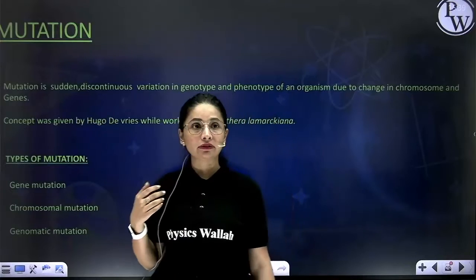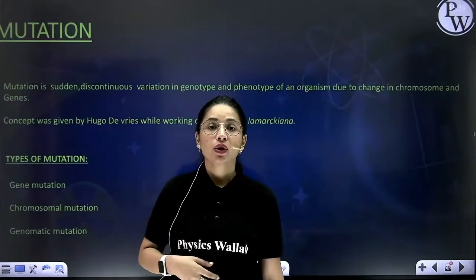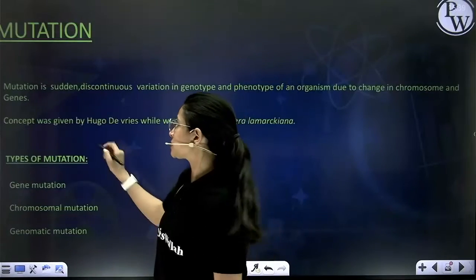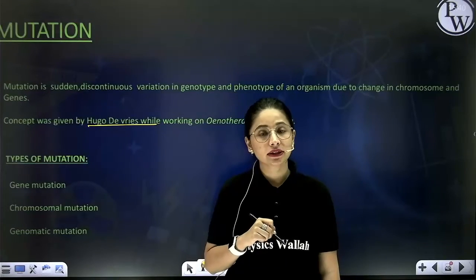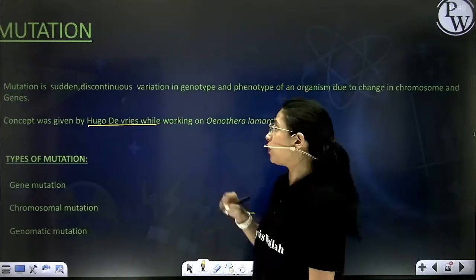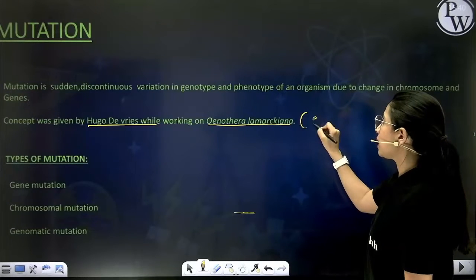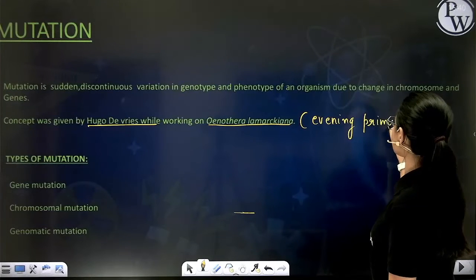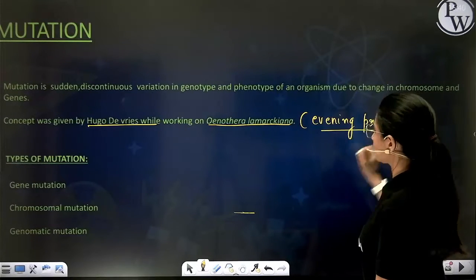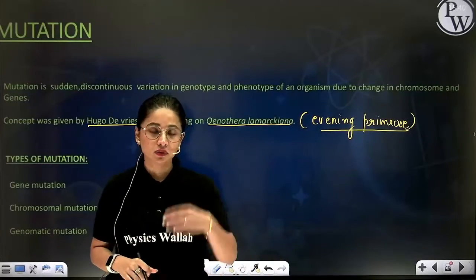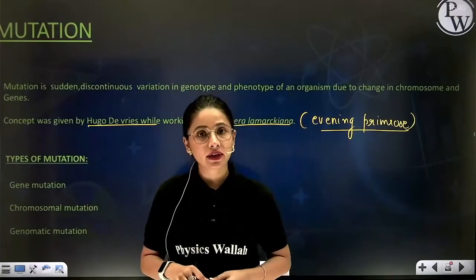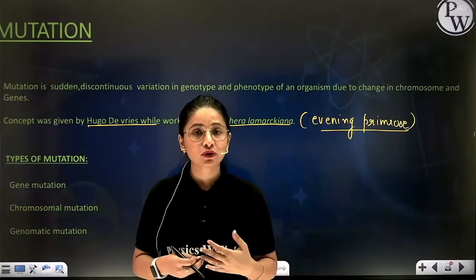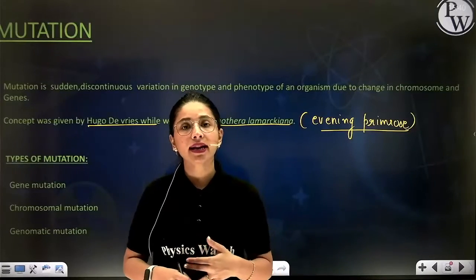Now we are going to introduce the next terminology, which is mutation. The concept of mutation was given by scientist Hugo de Vries while he was working on Oenothera lamarckiana, commonly known as evening primrose. Correct? So the concept of mutation was given by Hugo de Vries while working on evening primrose, scientifically known as Oenothera lamarckiana.